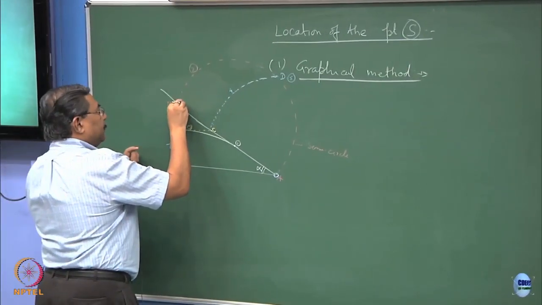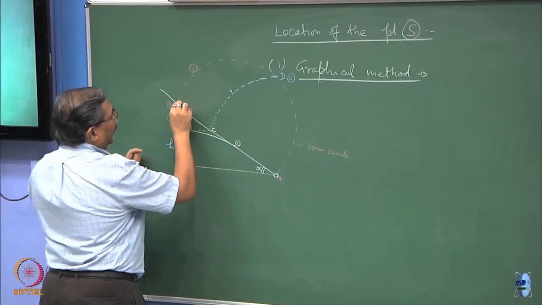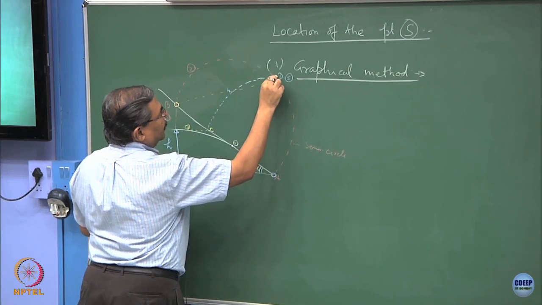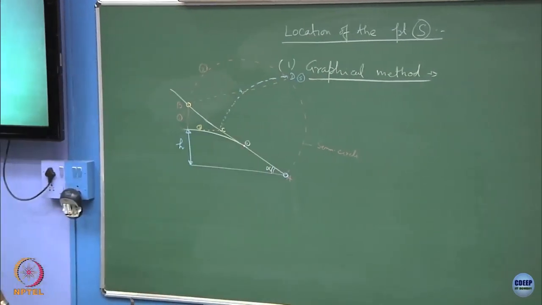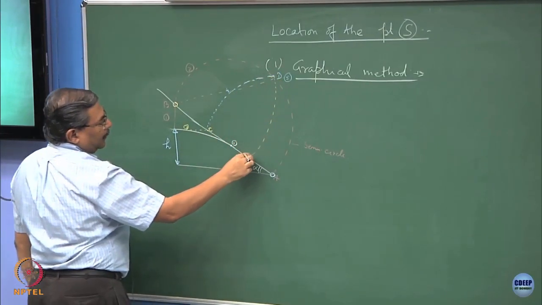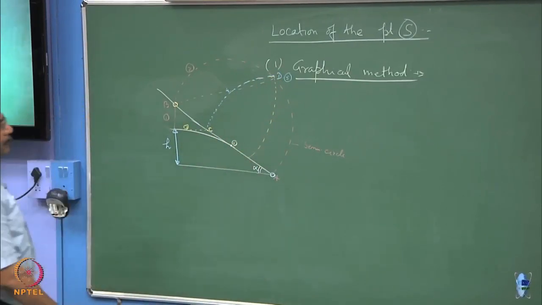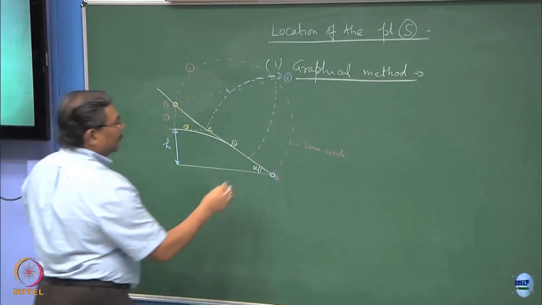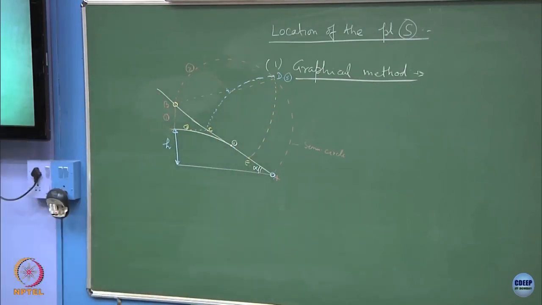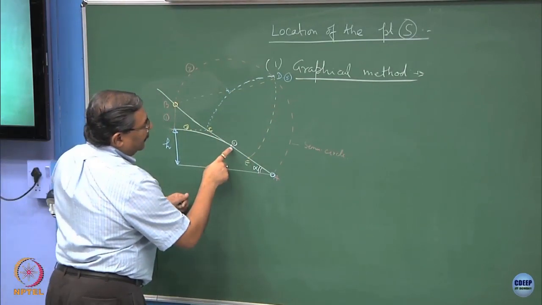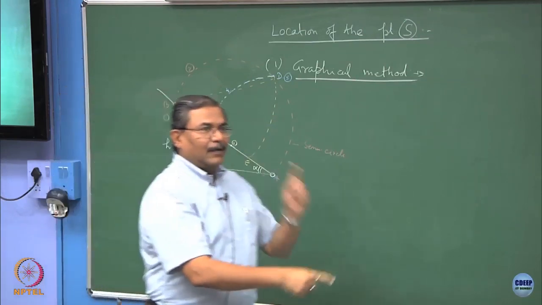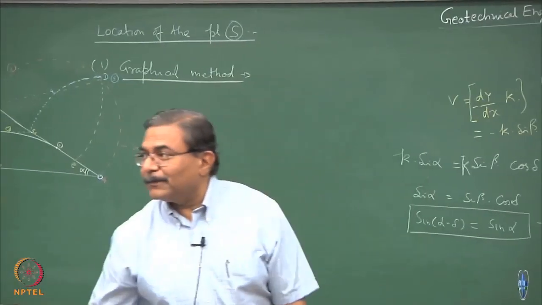Keeping center as B and take BD as the radius and draw another arc, let it cut over here. So this becomes your point number E. So it so happens that this is the point S, the way I have drawn has to be corrected, all right.